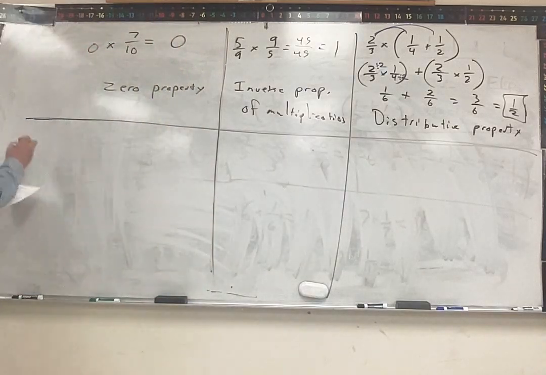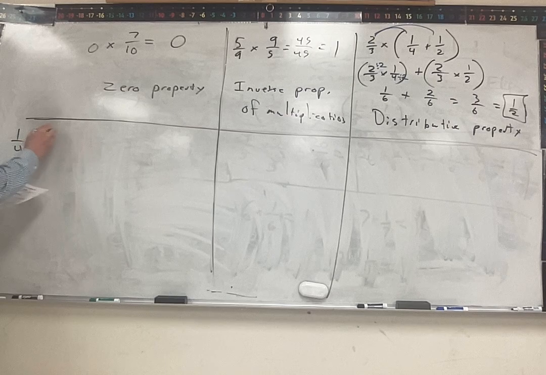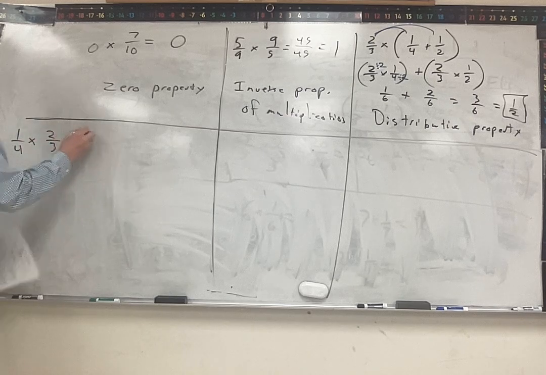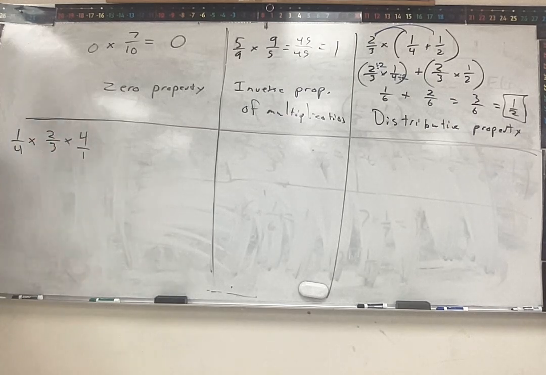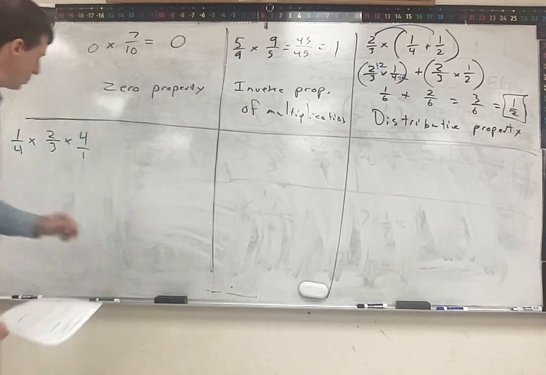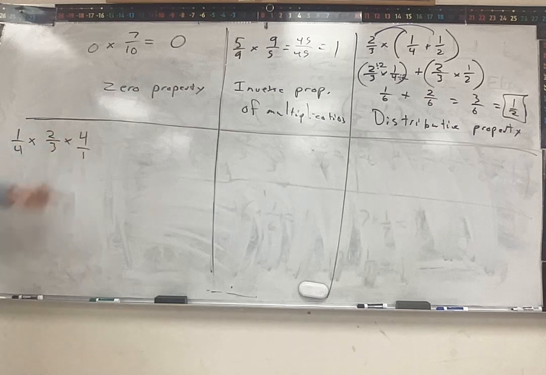Next up, we've got 1/4 times 2/3 times 4/1. You could do this using order of operations, 1/4 times 2/3, and then multiply it. But if you look, there's something kind of nice about this one. We've got 1/4 and 4/1. Those are inverses of each other. So what I'm going to do is use the commutative property, which says I can rearrange these in any way I want as long as they're all multiplication.